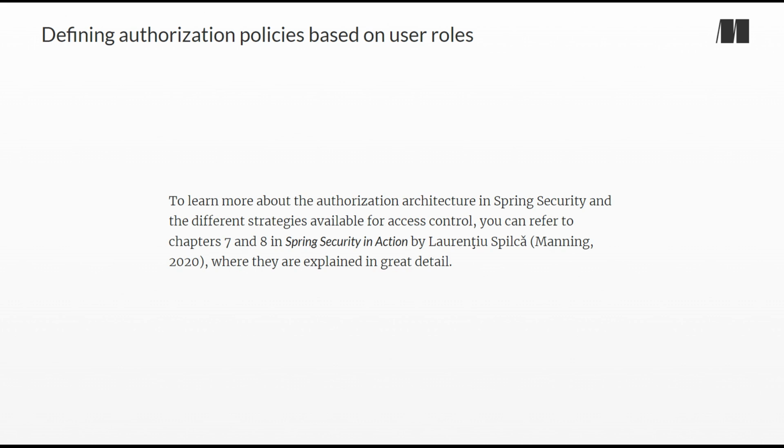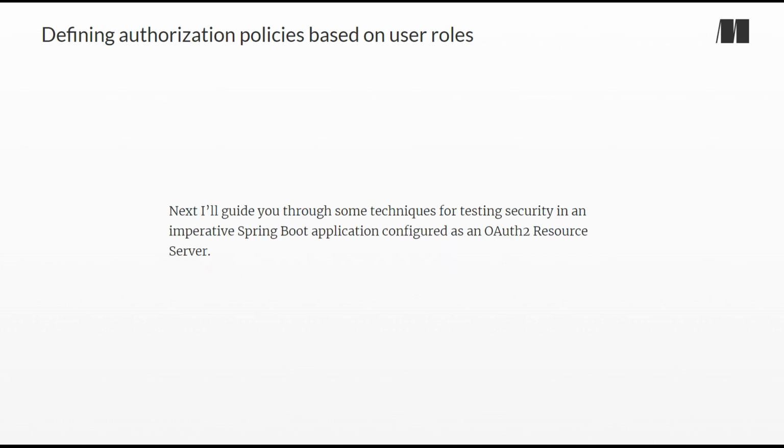Note: to learn more about the authorization architecture in Spring Security and the different strategies available for access control, you can refer to Chapters 7 and 8 in Spring Security in Action by Laurentiu Spilca, Manning 2020, where they are explained in great detail. Next, I'll guide you through some techniques for testing security in an imperative Spring Boot application configured as an OAuth2 resource server.